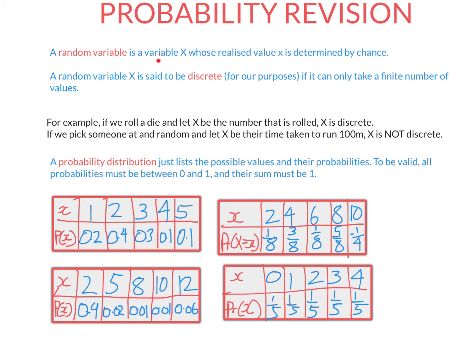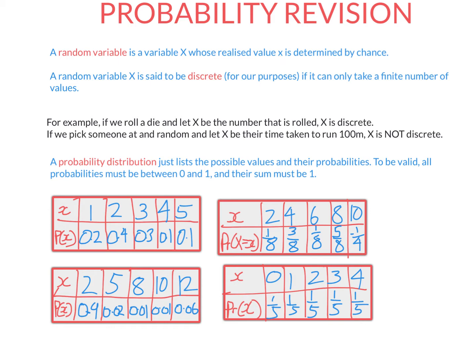We know what a variable is. A variable, which we usually give a pronumeral, a letter, is just something that can take different values. What makes it a random variable is that the values it takes are determined by chance. So we use capital letters for random variables and small lowercase letters to indicate the values that they actually take.